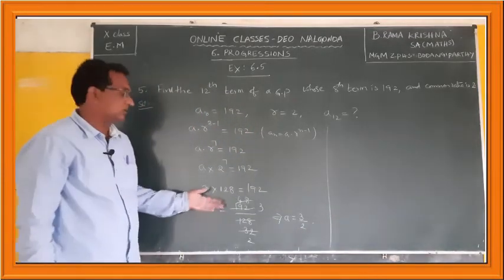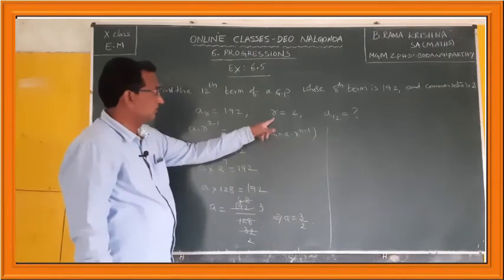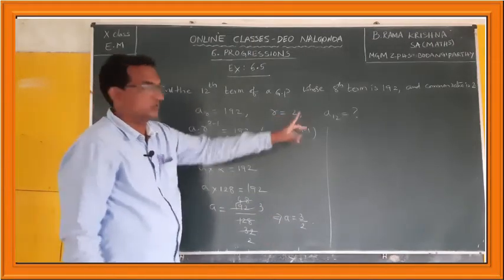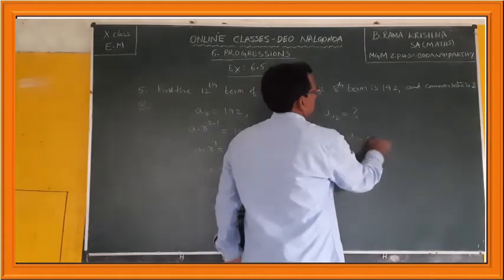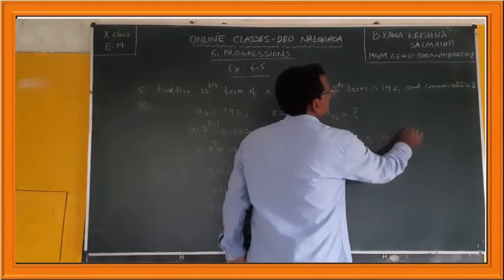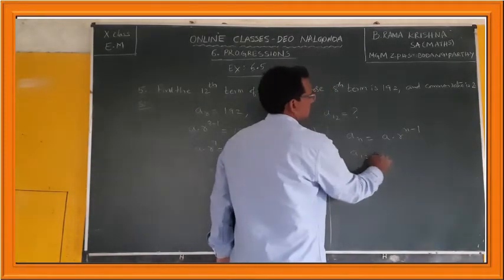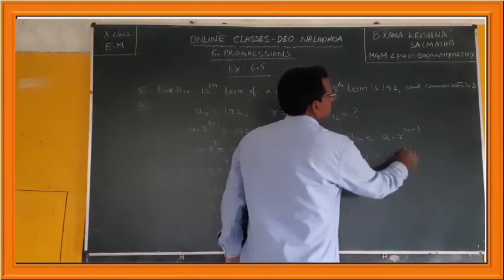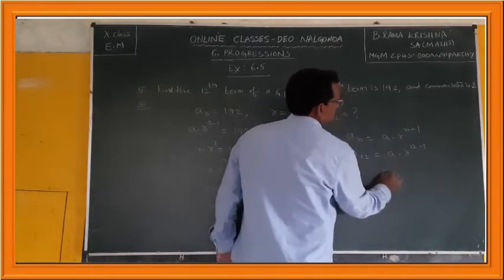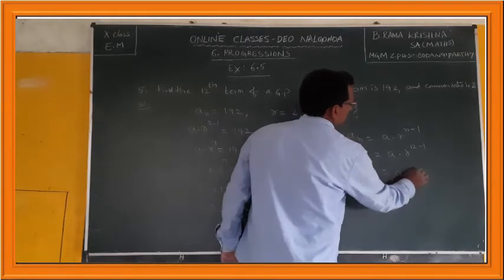Okay, we found a. Now that we found a and we know r, you can find a12. a_n is equal to a into r to the power of n minus 1. a12 is equal to, directly you can write, a into r to the power of 12 minus 1, which is equal to a into r to the power of 11.